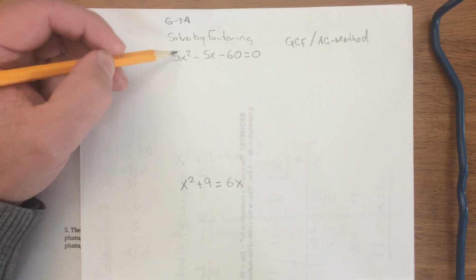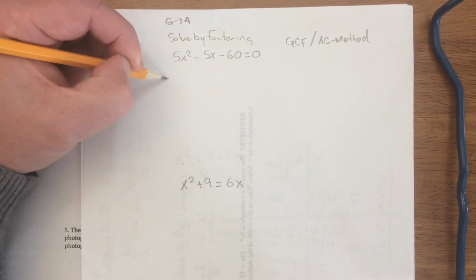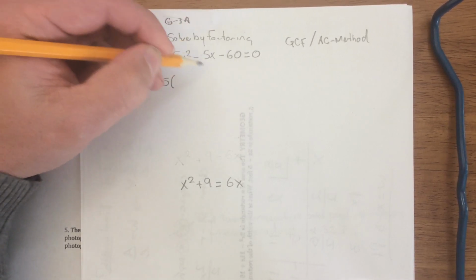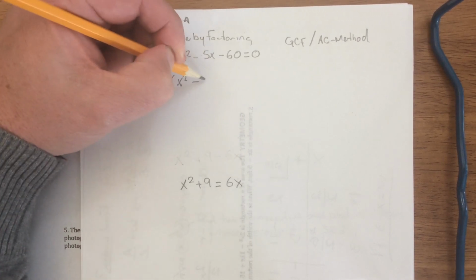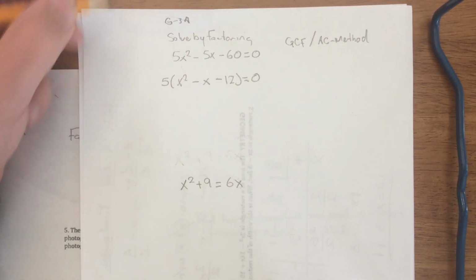I notice here that the A, the B, and the C can be GCF by a 5. So I'm going to take out a 5 and divide each one of these by 5, which will result in x squared minus x minus 12 is equal to 0.